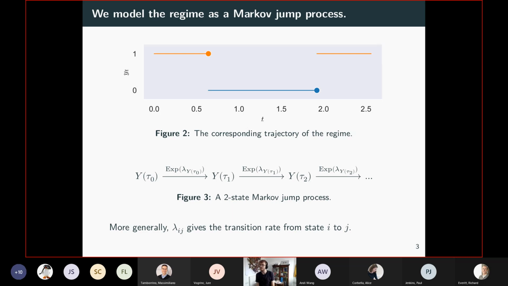More generally, in more than 2 states, you'll have a bunch of those transition rates, where lambda ij is the transition rate from state i to j. You put all of those together in a matrix, and that's called the generator of that process. But in this talk, I'll just stick to the simple 2-state setting.